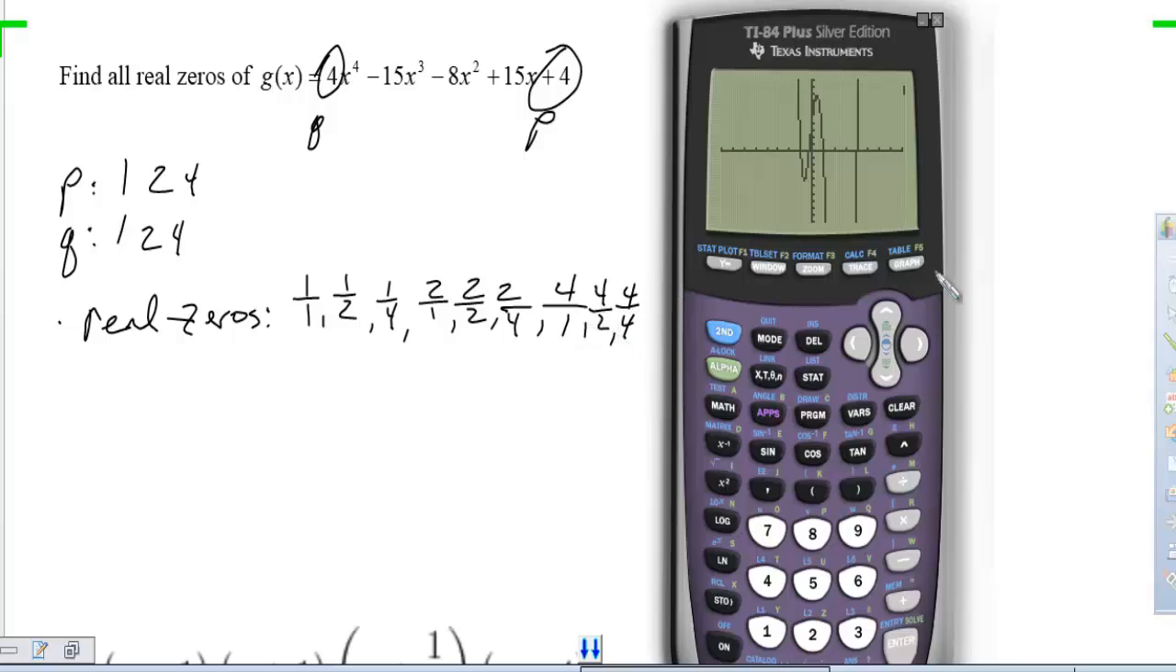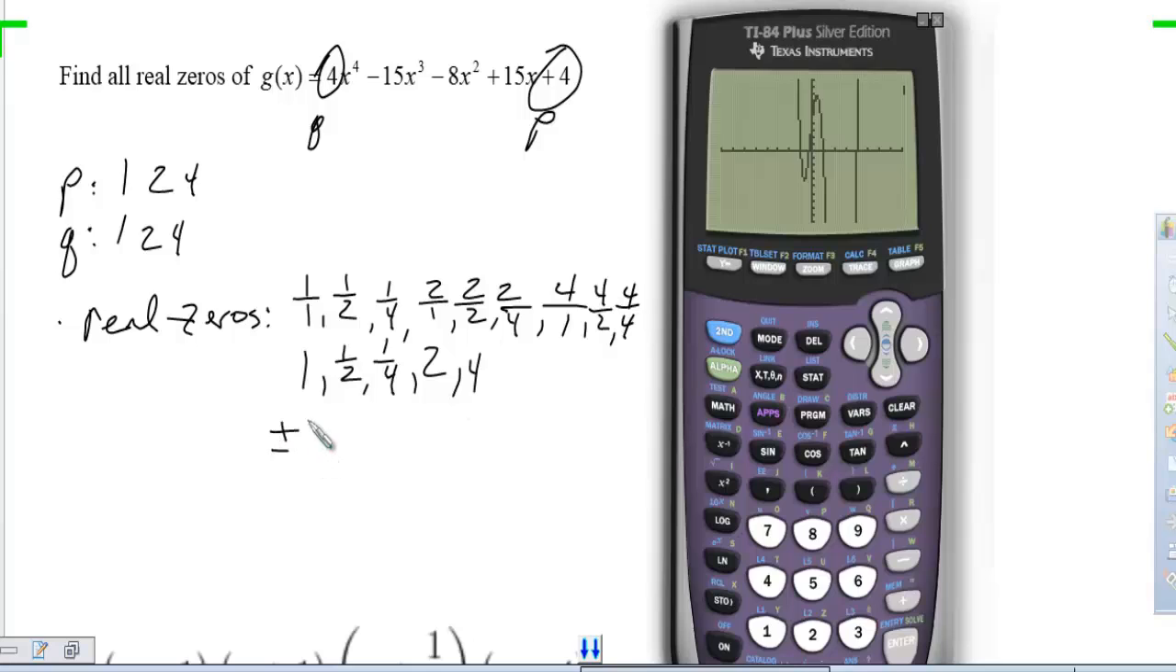So these are all the possible. Now there's several duplicates here. This one just condenses to 1. And then I have 1/2, 1/4. 2 over 1 is 2. 2 over 2 is 1. 2 over 4 is still 1/2. 4 over 1 is 4. 4 over 2 is 2, which is already here, and 4 over 4 is 1. So these are the possibilities.